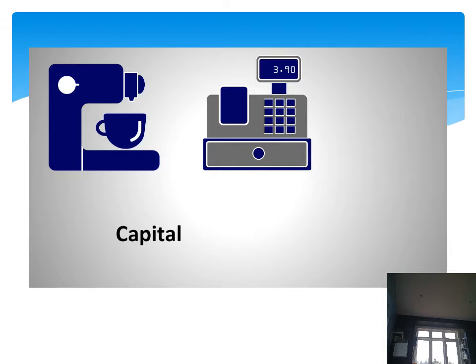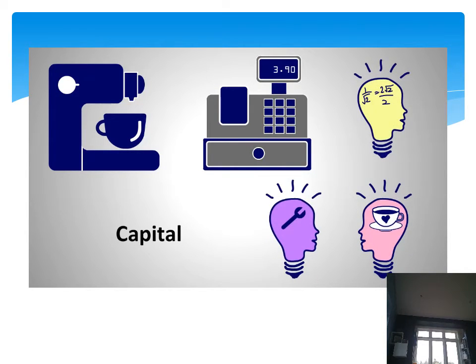Tools, machinery, even factories are considered physical capital. Another type of capital is human capital. It refers to knowledge and skills of people that enhance their production capacity. For instance, your knowledge on how to make awesome coffee is a type of human capital.